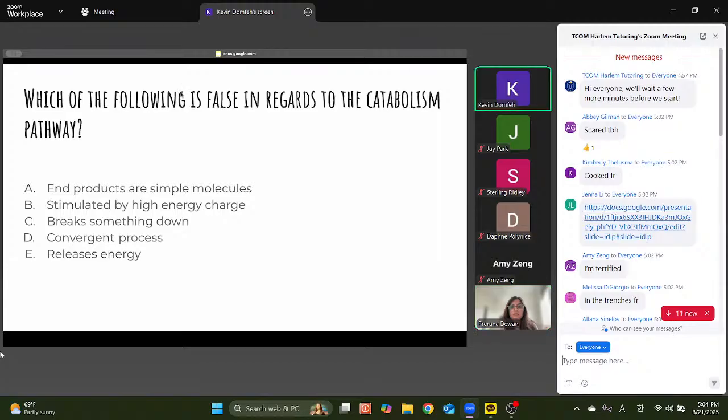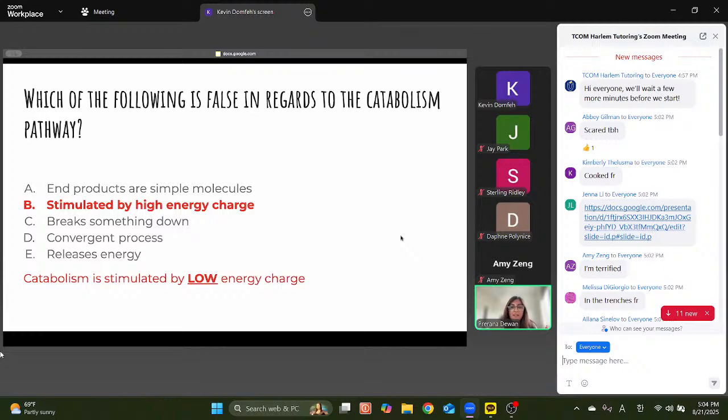Seeing a lot of B's. Yep, it looks like everyone's got the right answer. Perfect. Anyone want to unmute and explain why this is wrong? If not, that's okay too. But pretty much catabolism is actually stimulated by a low energy charge, and that's because the cell needs more ATP. And anabolism would be stimulated by high energy, that's correct.